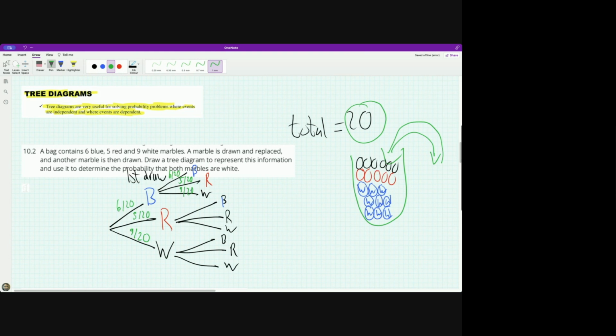Give me a thumbs up now if you understand why the second time I draw, it's the same. Give me a thumbs down if you still feel a bit lost. Okay, don't worry. If you are a bit lost, I'm going to take you through this example, and we'll do another one after this.